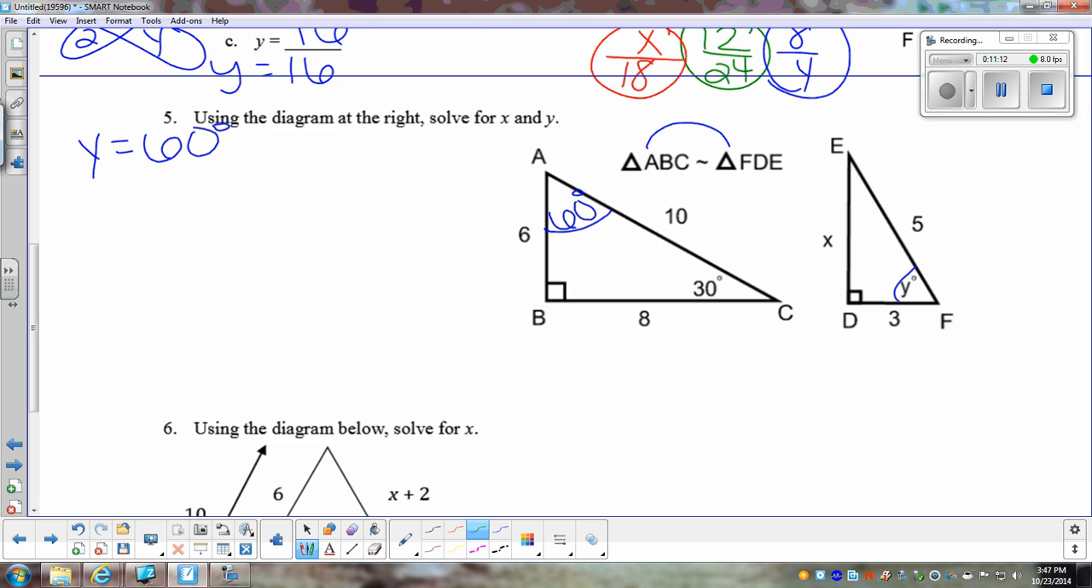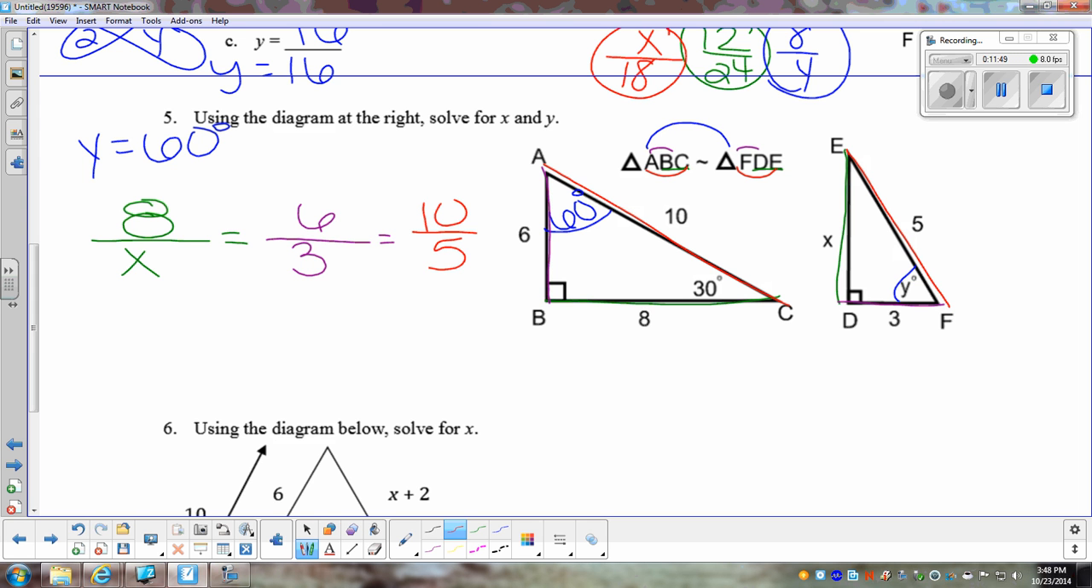So for x, I know that's ED. So ED is going to go with BC, which is 8. So 8 over x is going to equal, well, let's see. I know AB goes with FD. So that's going to equal 6 over 3. And then AC goes with FE, which is 5.